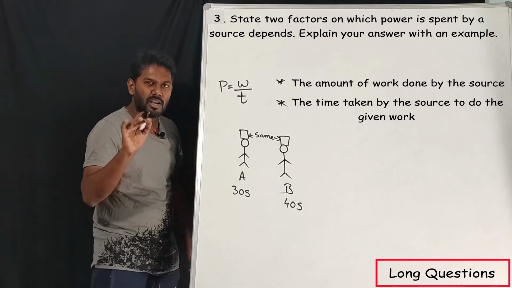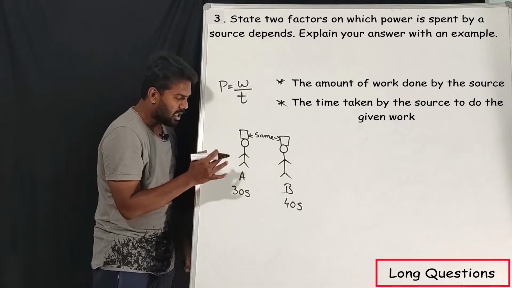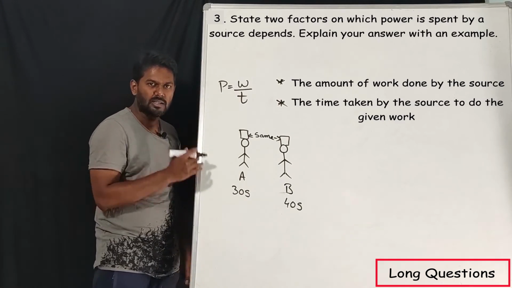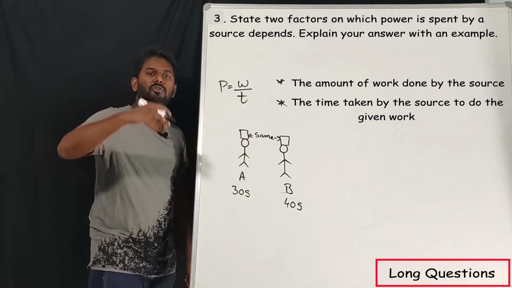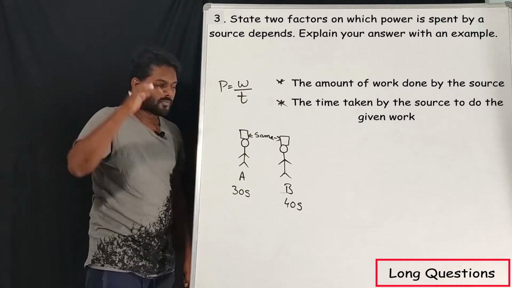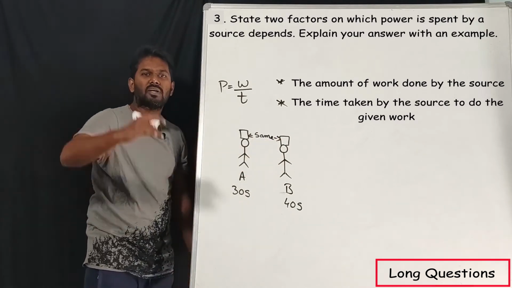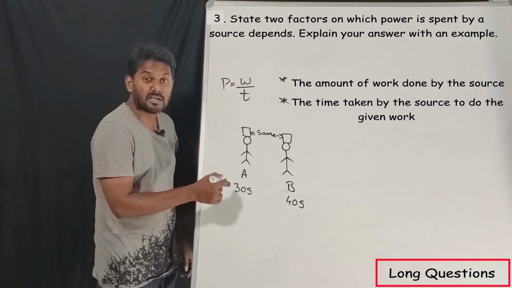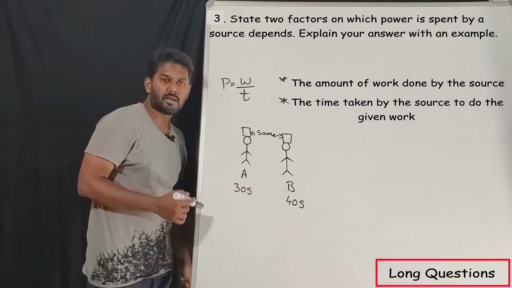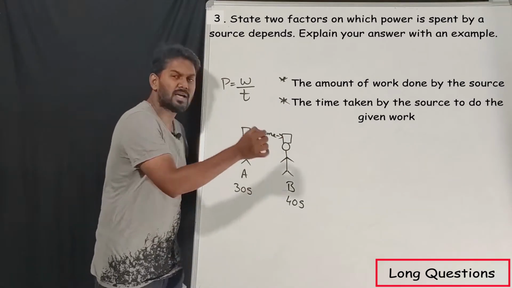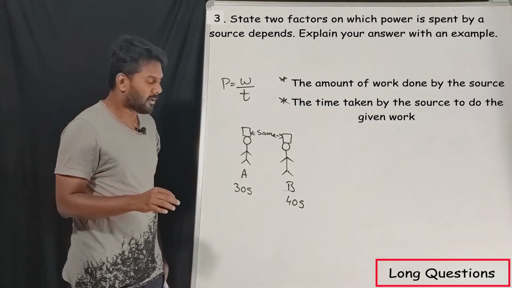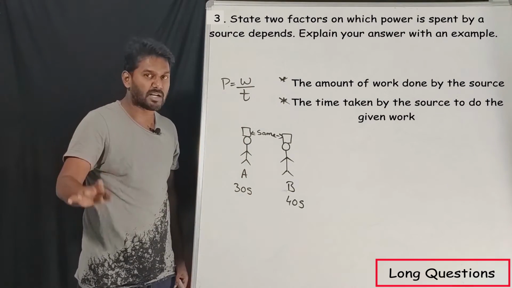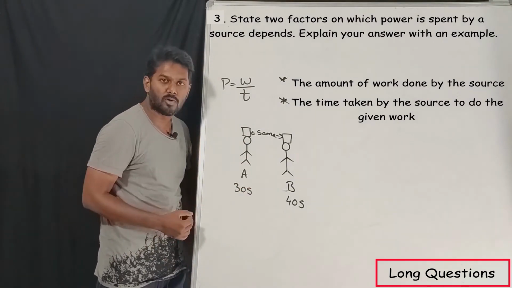Next, they are asking for an example. Assume there are two persons, A and B. They are carrying the same load, and they have to keep this load on the first floor. See, they have the same load, they have the same distance, correct? Now the condition is person A takes 30 seconds and person B takes 40 seconds to do the same job. Now tell me, who has done more work? Okay, this will be one more question that is not asked here. Who has done more work?